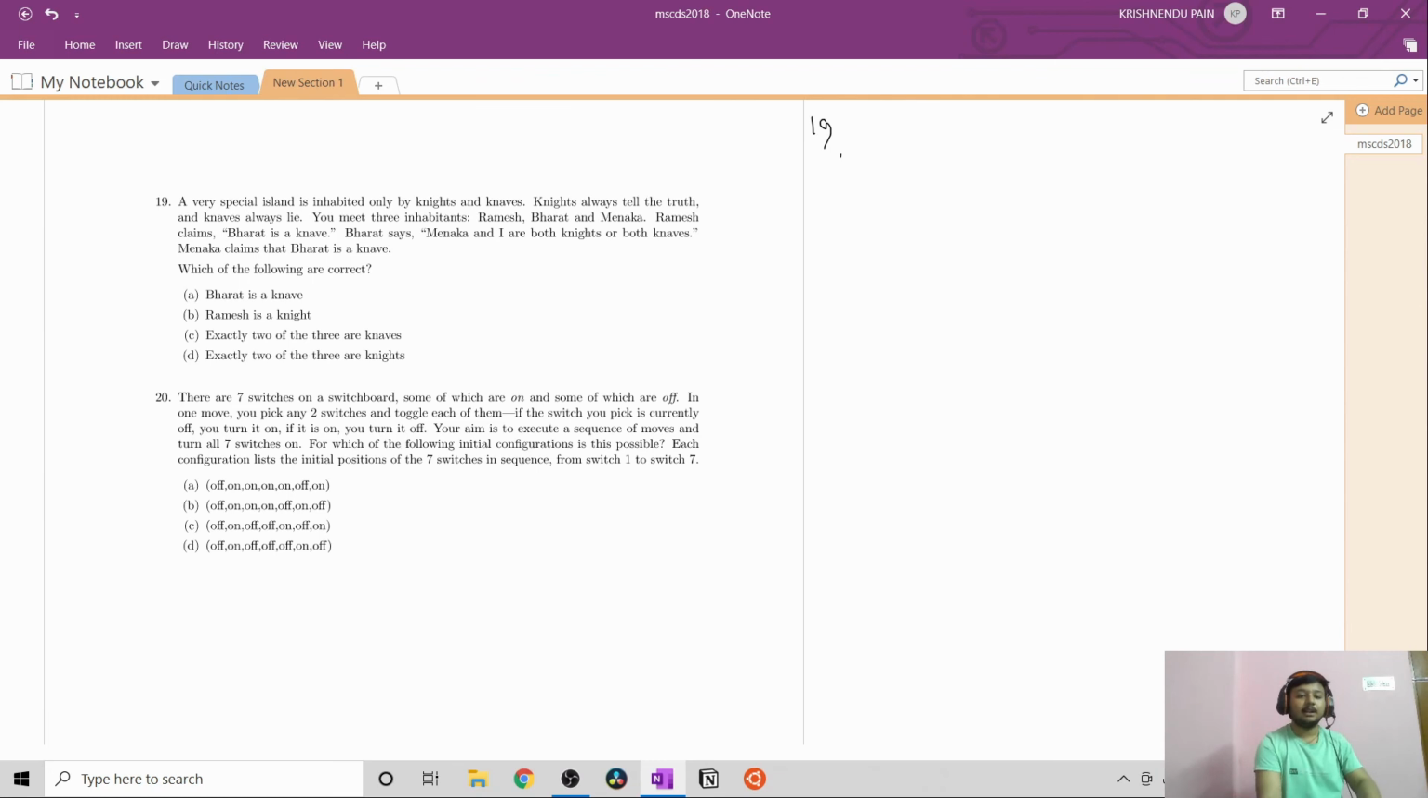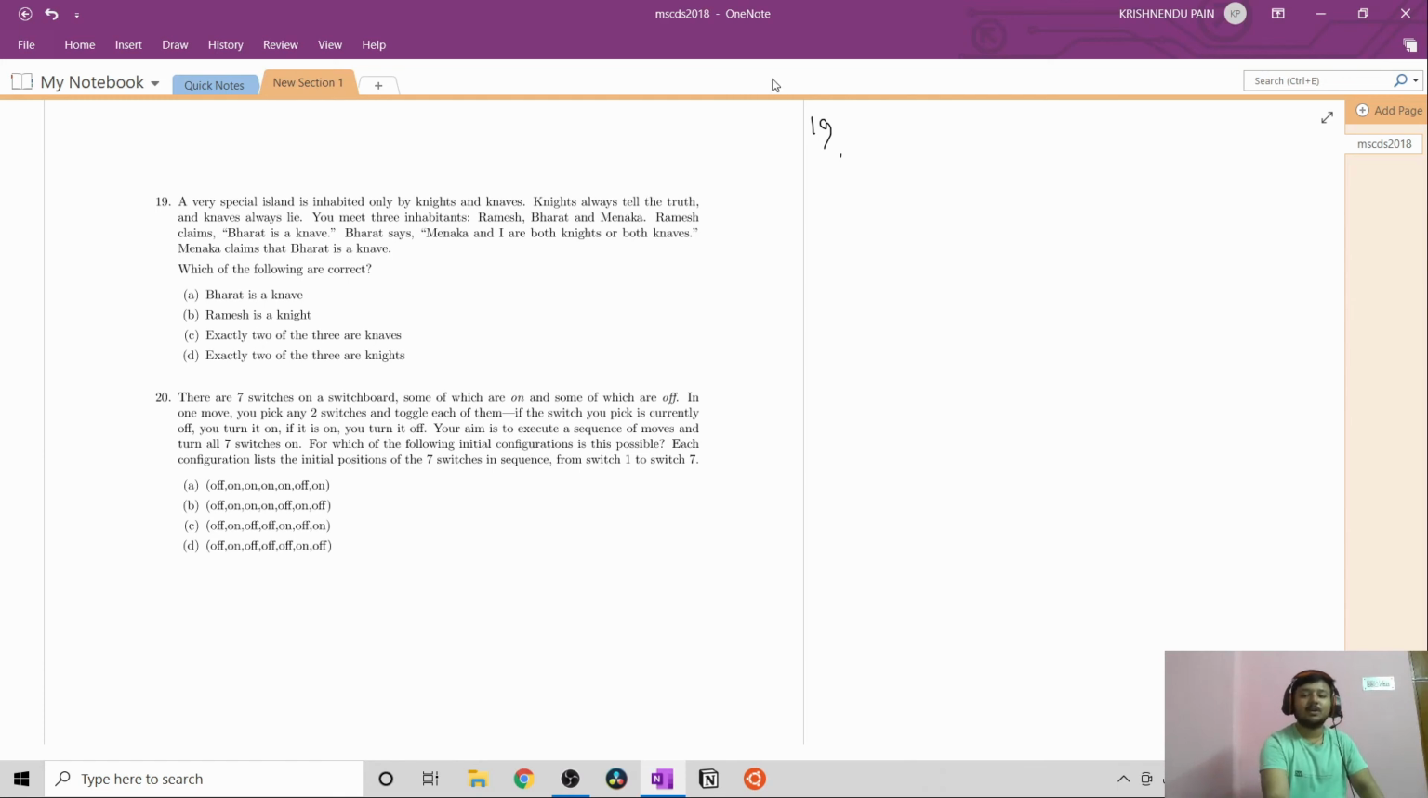Question number 19. A very special island is inhabited only by knights and knaves. Knights always tell the truth. Knaves always lie. We meet three inhabitants, Ramesh, Bharat and Menaka. Ramesh claims Bharat is a knave. Bharat says Menaka and I are both knights or both knaves. Menaka claims that Bharat is a knave. Which of the following are correct?